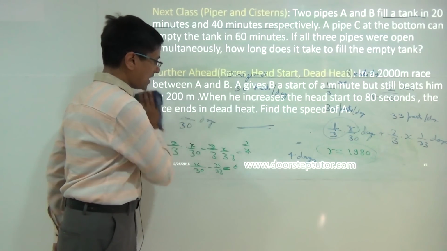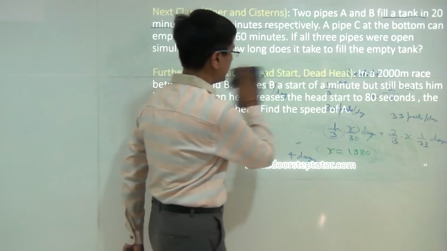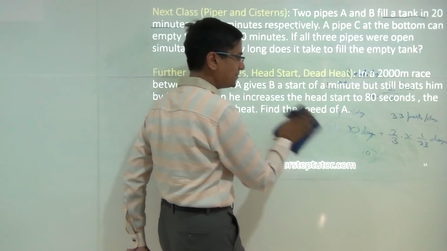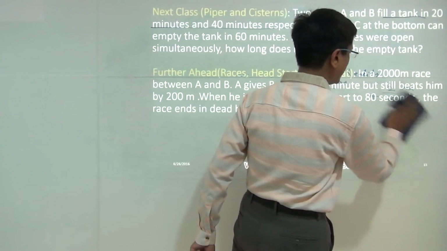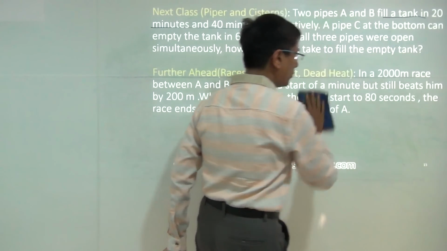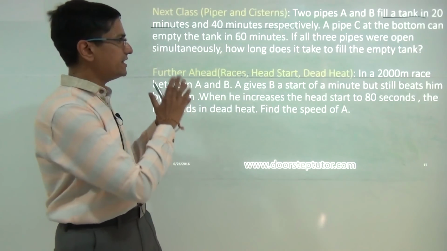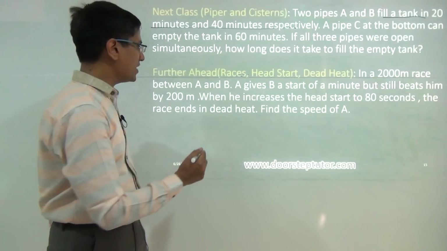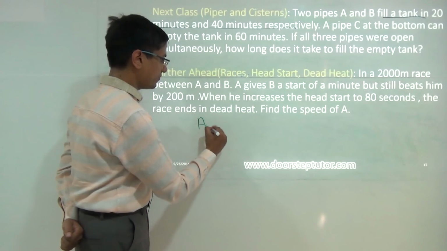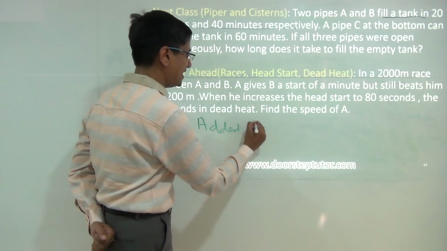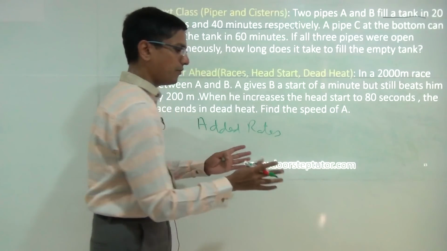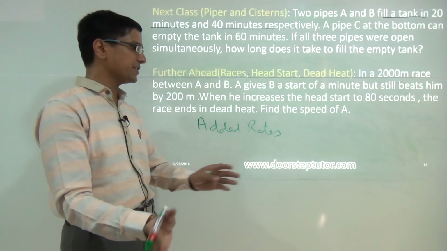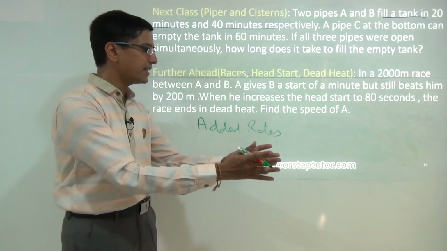So in the next class, we would be discussing pipes and cisterns. Now, pipes and cisterns are really tricky. Some people find it tricky. It's not really tricky. The only thing you have to understand is that in this entire class, what we have done is added rates. There was a certain rate for one person and a certain rate for another person, and together they were working. So we added their rates together.